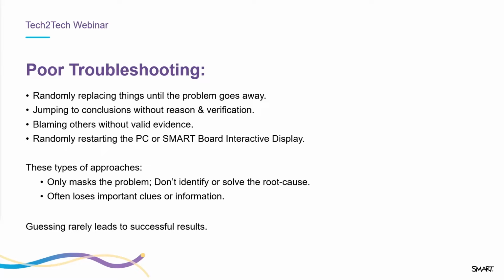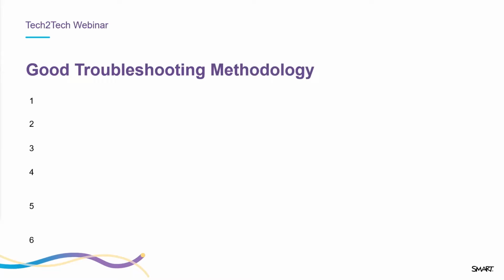And guessing rarely leads to successful results. Guessing can frequently be problematic and lead to frustration. So let's take a look at what good troubleshooting involves. First is collecting information. This information might be the nature of the problem that you're trying to approach and the type of installation in which it's used.